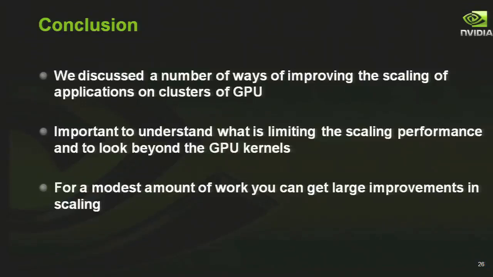So here's the conclusion. We've discussed a number of ways that you can improve the performance of code that is scaling on clusters of GPUs. It's important to first figure out what is the problem, what is limiting your performance. And the answer is not always the GPU. So try to make sure that you understand what is the problem. And then a lot of these changes, they were really modest. So you don't necessarily have to put in a large amount of work in order to get a really good benefit to the scaling of your application.